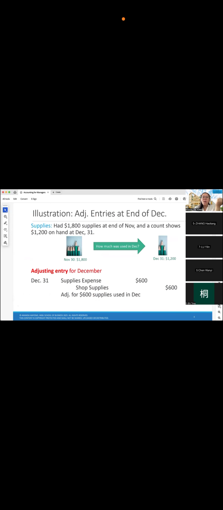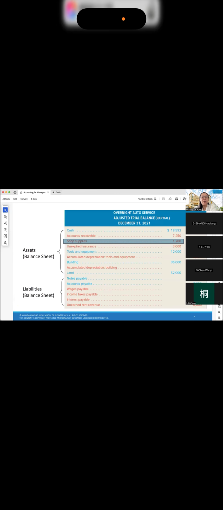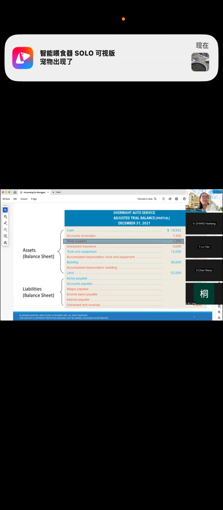Similarly, for shop supplies, say that the trial balance I provide to you is pre-adjusted, meaning that shop supplies is only going to show $1,800. But because we reduce shop supplies by $600, the adjusted trial balance that you're going to prepare should show the updated amount post-adjustment, which is $1,200. So this is what the adjusted trial balance is.